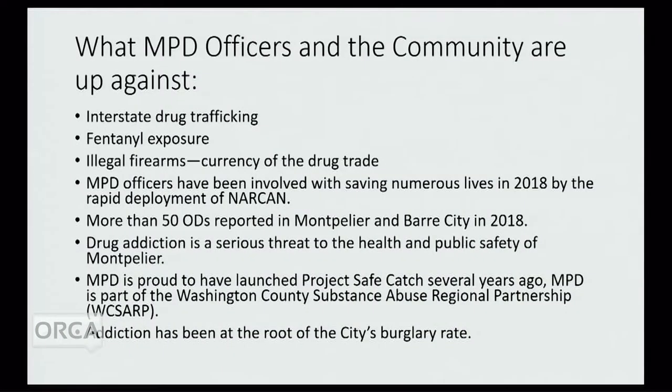Which means less time to move. Yeah. And this concept is very much supported by State's Attorney Rory Thibault. So this is what we're up against: drug trafficking, fentanyl exposure, even to our firefighters and police officers dealing with this on a regular basis now. Illegal firearms, it's the currency of the drug trade.